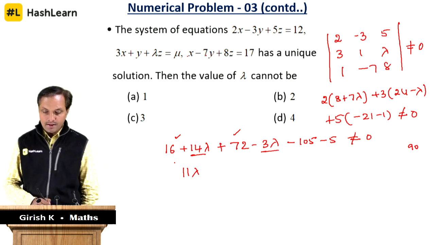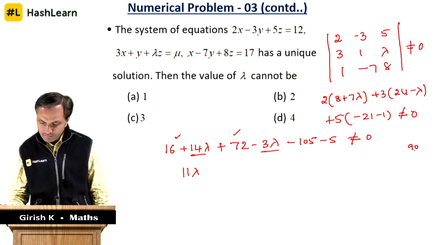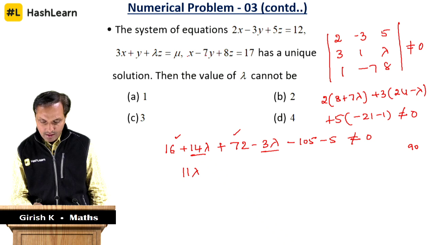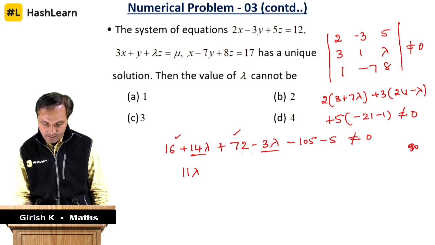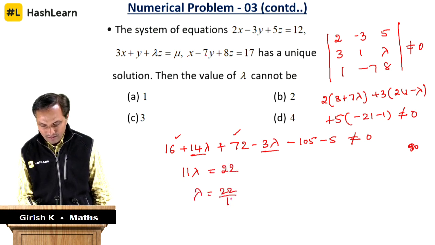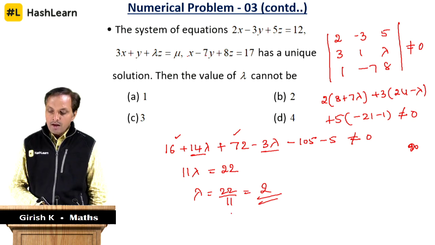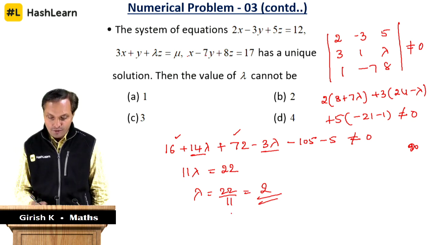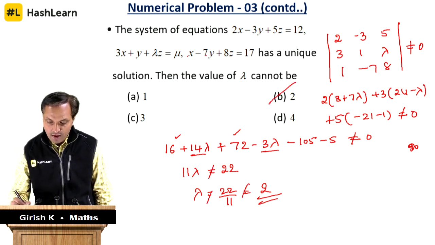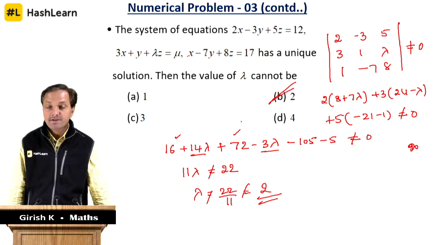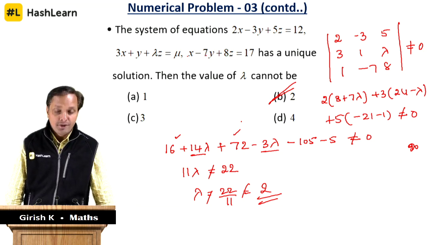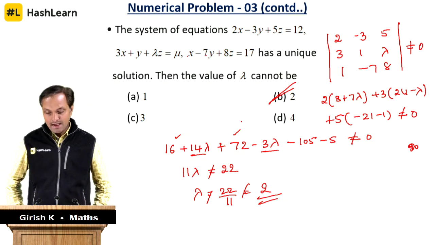Minus 3 is 11. Okay, this is 16, 72, that will give you 18, that will give you 22 here. Okay, so 22 will give you your value of lambda should not be equal to 2. So when lambda is 2, what happens? Determinant will become 0. Therefore the value of lambda cannot be 2. 2 is in option B. That is your answer.